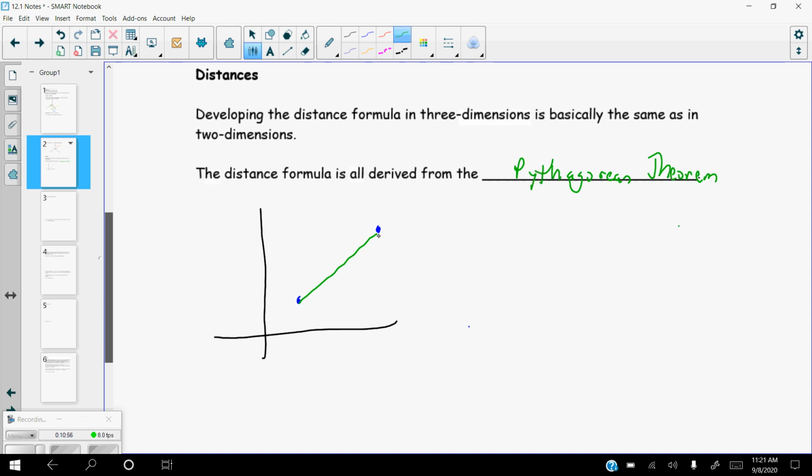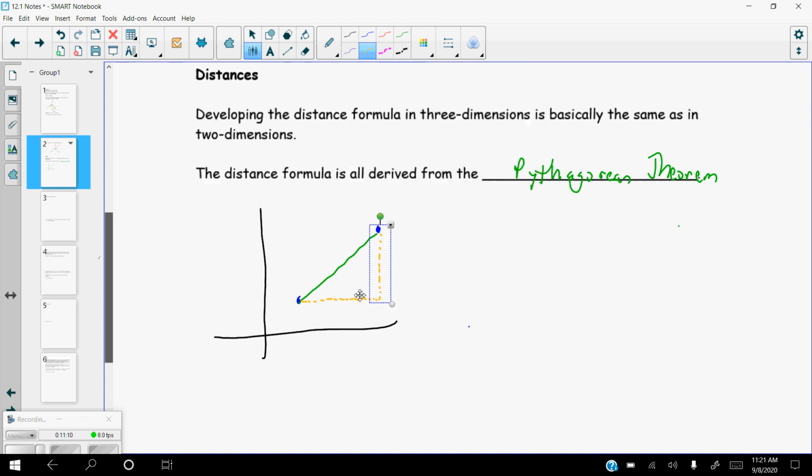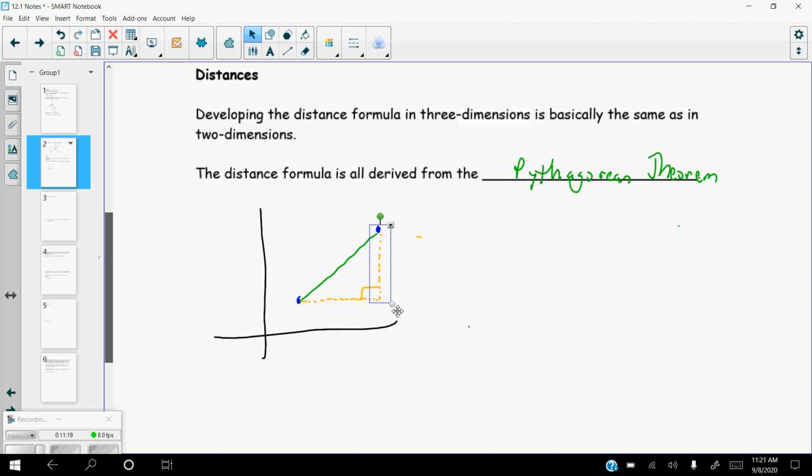To find the distance, we can figure out what the distance in the x direction is and what the distance in the y direction is, because that forms, okay, go away. Go away. I'll get it to go away somehow. Whatever. Sorry about that box there. What we've done is we've formed a right triangle.